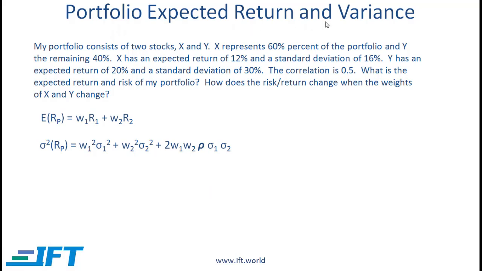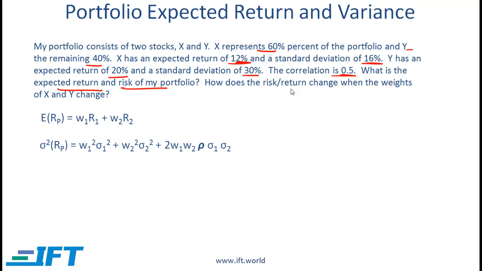Portfolio expected return and variance. Let's say we have a portfolio of two stocks, X and Y, and you are given this data. You are told that X has an expected return of 12%, standard deviation of 16%, Y has an expected return of 20% and a standard deviation of 20%. You are also given the correlation. What we need to do here is come up with the expected return and risk of the portfolio.